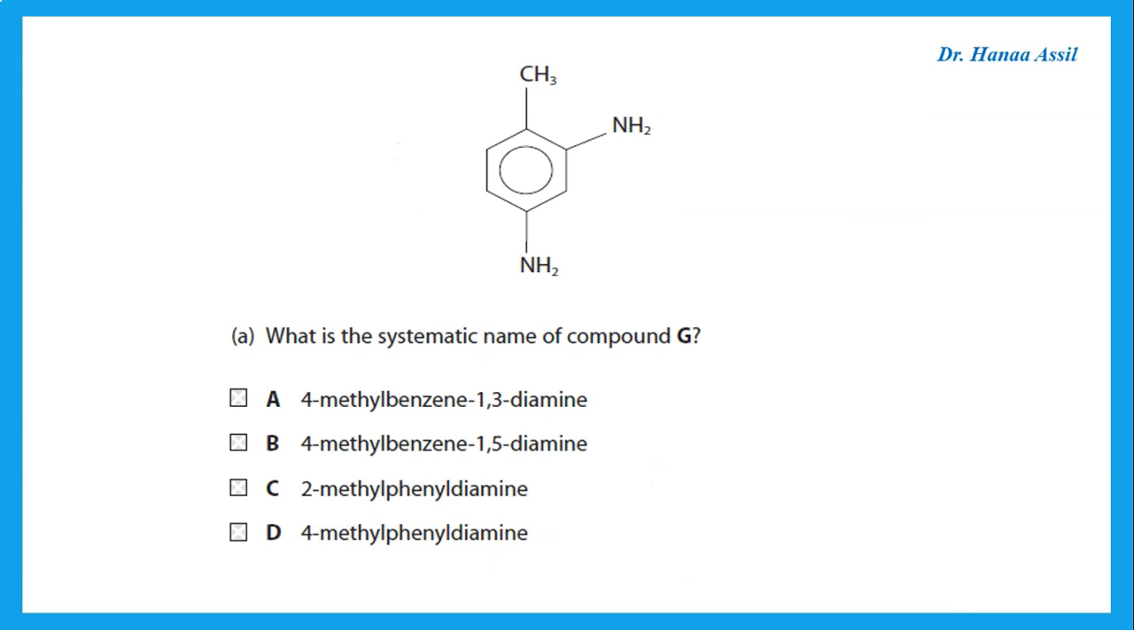What is the systematic name of this compound? Well, let's take a look. This is a benzene with amine groups and a methyl group on it. So how are we going to name it?